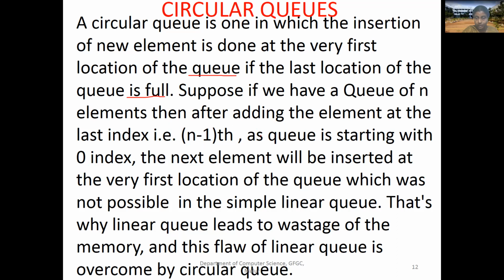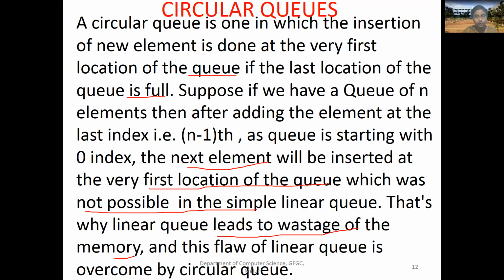So once the queue reaches the end, what will happen? The queue will start adding an item in the first location of the queue, because it is circular. Last will be connected to the first. Since the queue is circular in shape, rear and front will be placed next to each other if the queue is full. When rear is full, you use the first element and add the item, which was not possible in the simple linear queue. In our linear queue, this is not possible. That is why linear queue leads to wastage of memory. That is one disadvantage of linear queue over circular queue.